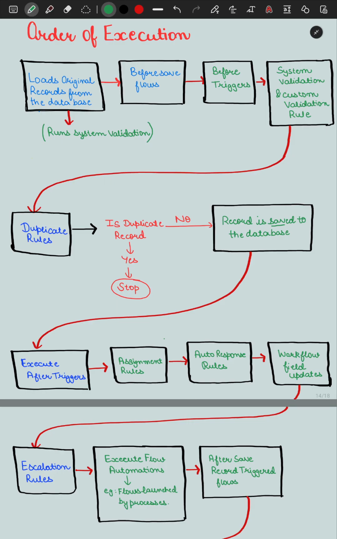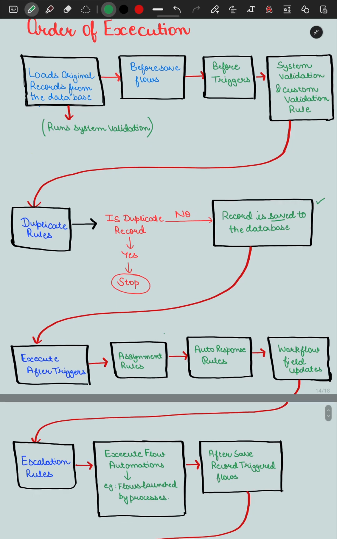Again, it would run one set of system validations and custom validation rules. Thereafter our duplicate rules would kick in, and ideally this is correct because it would check for duplicates only once the previous processes have been done. If it finds any duplicate, it would stop your execution. But if no duplicate is found, then our data is saved to the database. Data here is the record. So our record would be saved to the database, but it won't be committed until now.